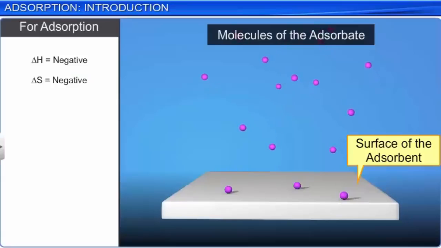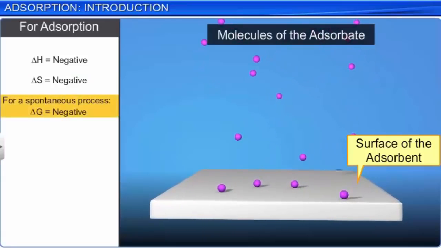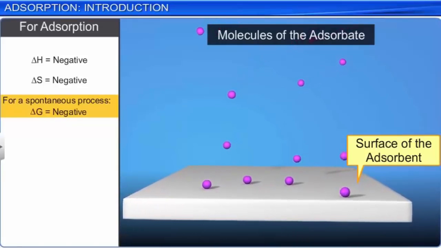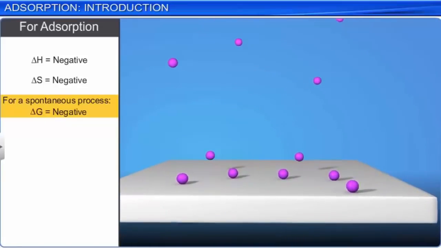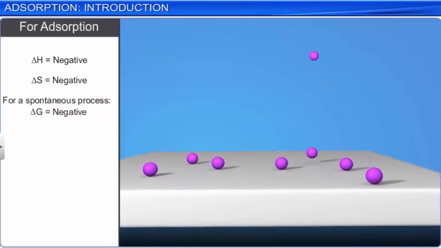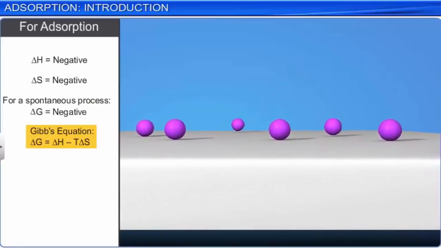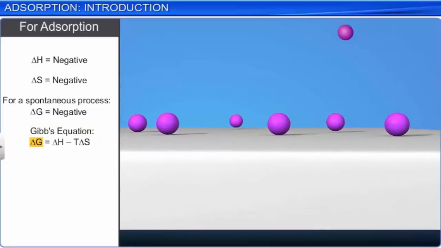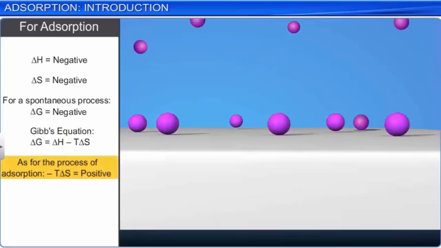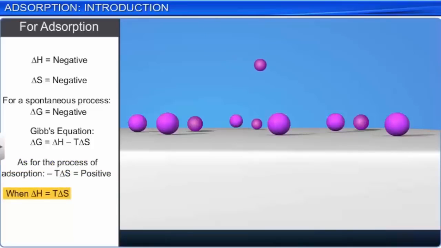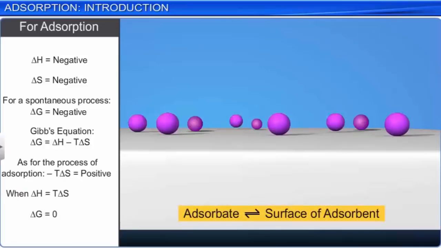We know that for any thermodynamic process to be spontaneous, the Gibbs free energy change, delta G, must be negative. The Gibbs equation is delta G equals delta H minus T delta S. So, delta G can be negative if delta H is sufficiently negative, since minus T delta S is positive for the process of adsorption. When delta H becomes equal to T delta S, or when delta G becomes 0, the adsorbate and the surface reach a state of dynamic equilibrium.